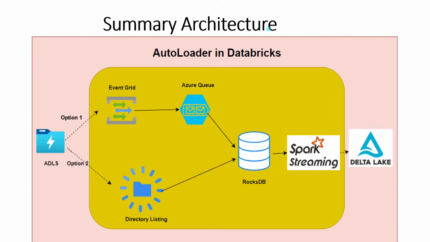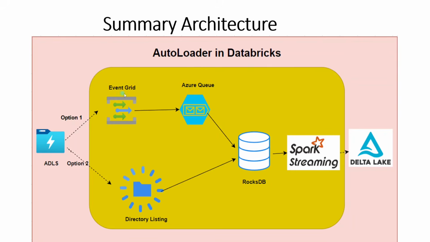Now, finally, I can summarize the architecture of AutoLoader. Whatever we have discussed, I'm going to summarize in this diagram. We have Azure Data Lake Storage. We have to process the data into one of the medallion architecture layers in our Delta Lake. For that, we can go with Spark structured streaming, but that is not powerful. That's the reason we want to go with AutoLoader. Coming to AutoLoader, there are two different options. Either we can use Event Grid and Azure Queue. This is nothing but file notification mode.